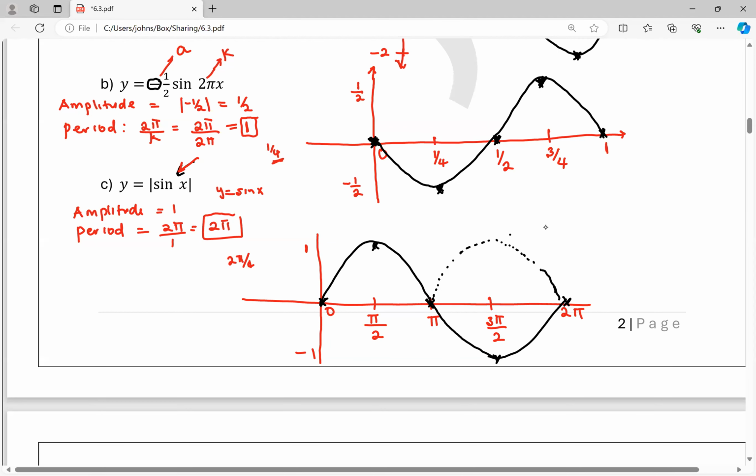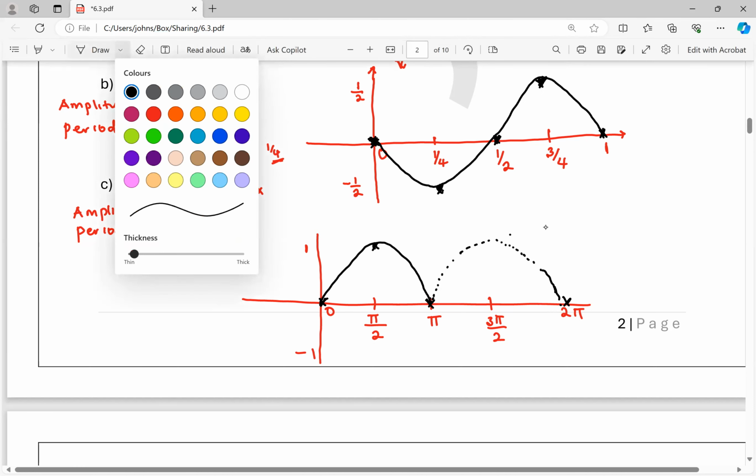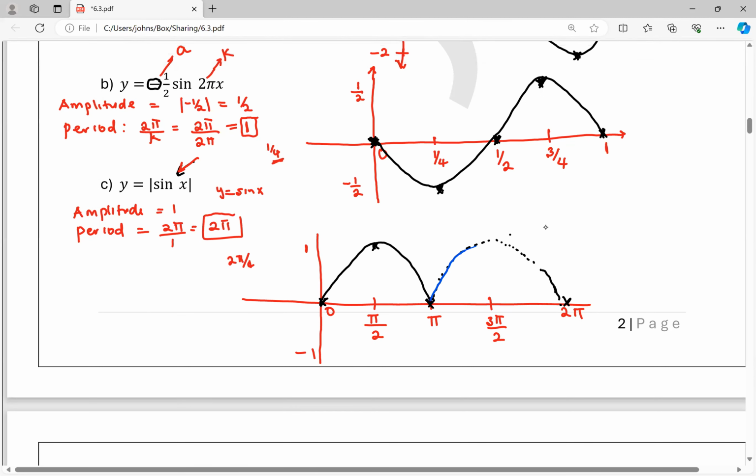So what that means is that you have to remove the what? You have to remove all of this part that is below. So this is still here. And now that is the graph. So let me use another. So this is the reflected part.